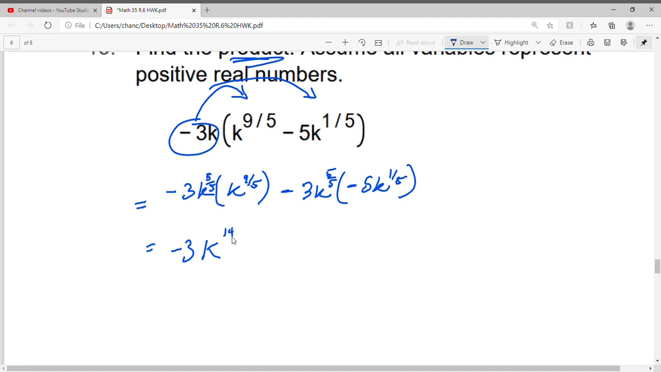That's 14/5. Minus, negative 3 times negative 5 is actually positive 15k to the 5/5 plus 1/5, which is actually 6/5. And it doesn't appear that we can simplify these exponents at all, and so we are done.